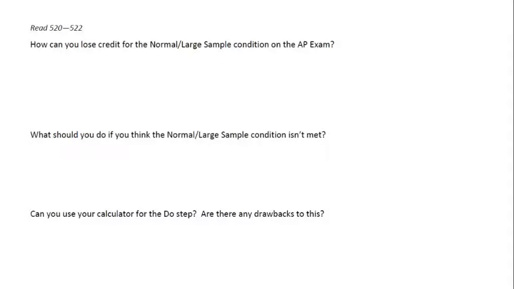This is 8.3, day 3. We're talking about confidence intervals for means. These are also the last notes of the chapter.